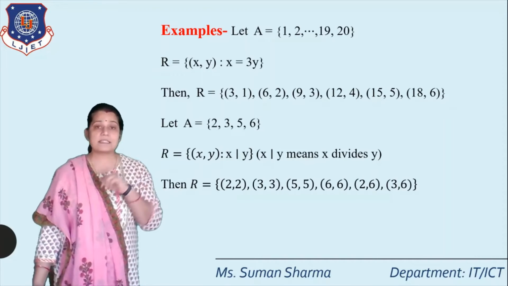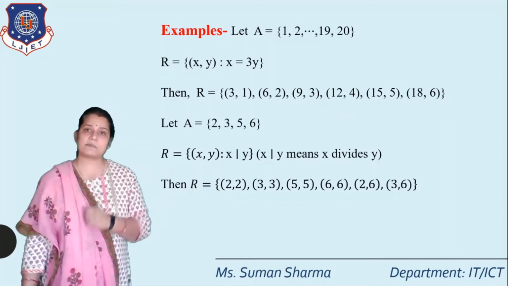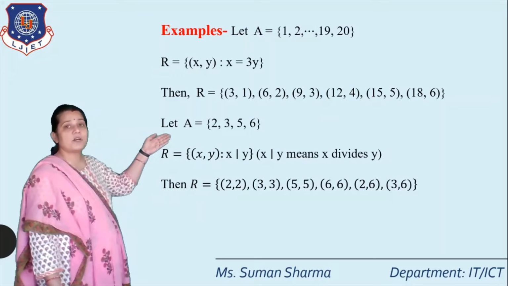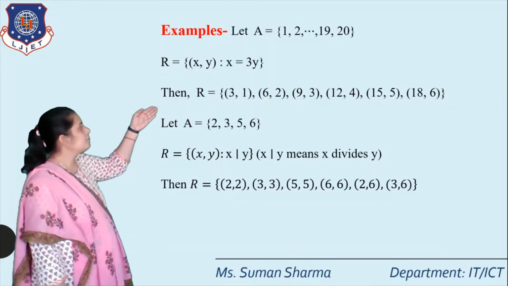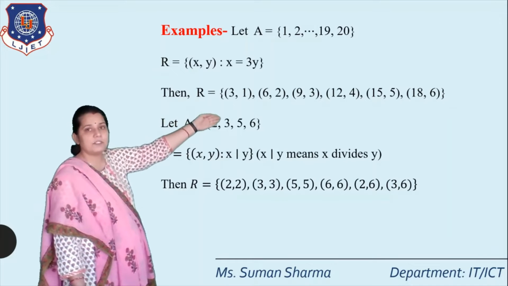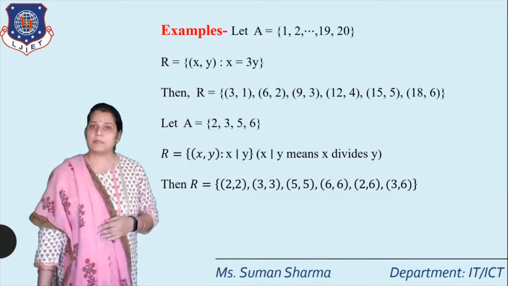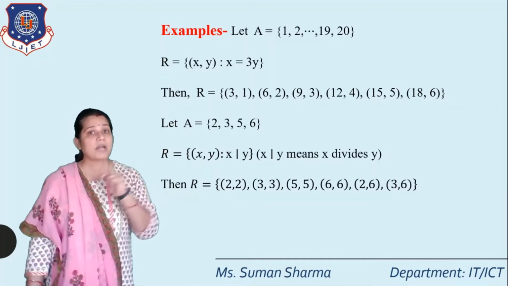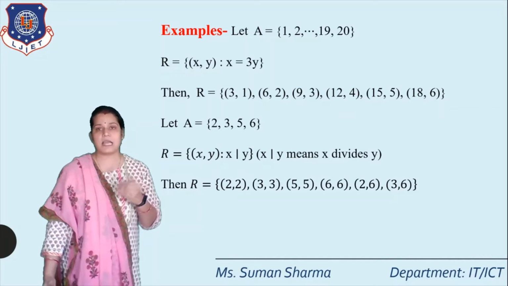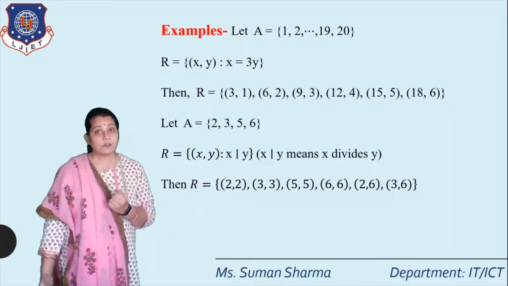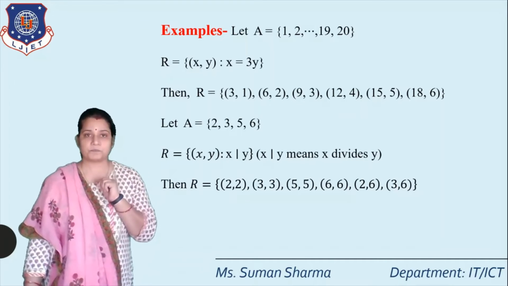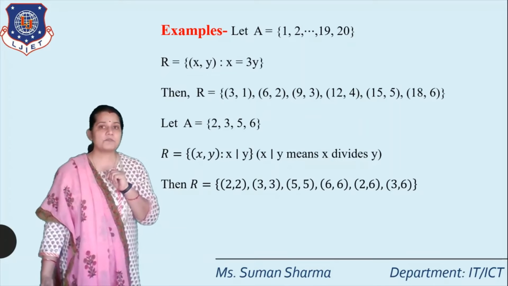Okay, so x is equal to what? 3 into 1, that means 3. If we put y is equal to 2, so x is equal to what? x is equal to 6. If we put y equal to 3, so x is equal to 9. If we put y equal to 4, so x is equal to 12. If we put y equal to 5, so x is equal to 15. y equal to 6, x is equal to 18. Okay, but if we put y is equal to 7, so x is equal to what?